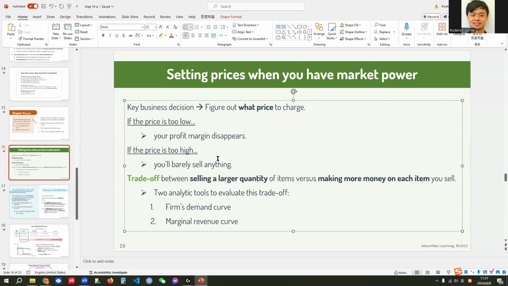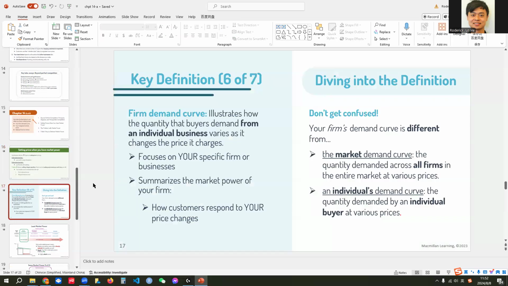The first one is what kind of consumers you're facing, right? Do you have inelastic consumers who are loyal to your product, so you don't worry about losing too many sales by raising the price? And the second one is the marginal revenue curve, which helps us better figure out the trade-off. And the marginal revenue is the revenue, the return in terms of money, that you get from selling each additional unit of product. So that is a more accurate reflection of your gains.